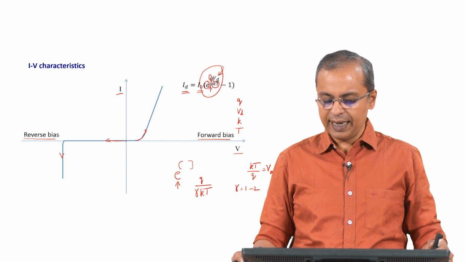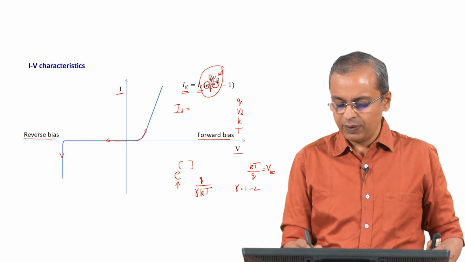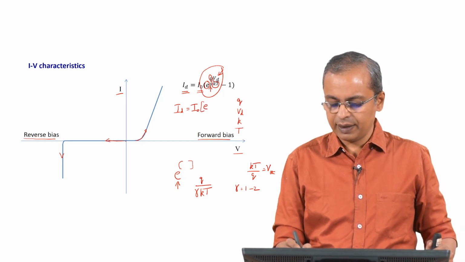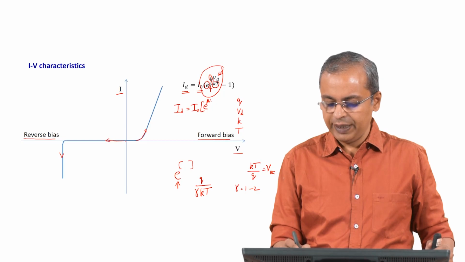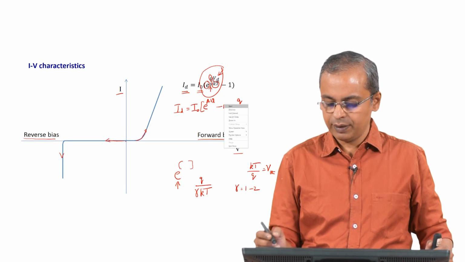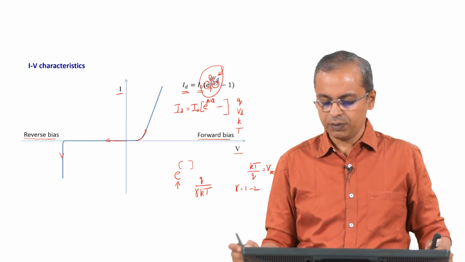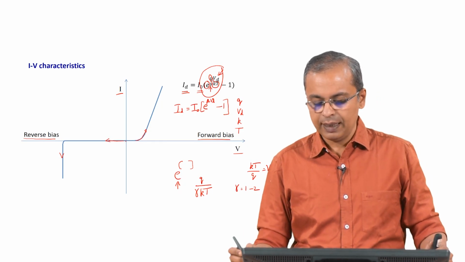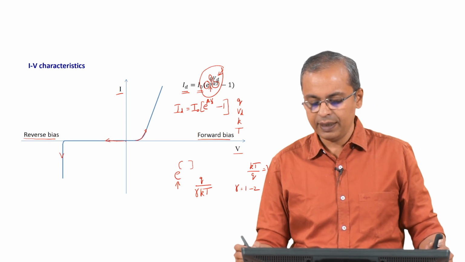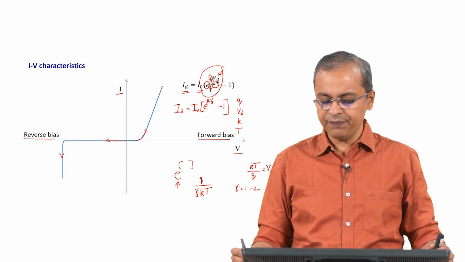So, you can even write this as ID equals I naught times e to the power of some constant, let us say A, times VD, minus 1. So, A V subscript D, minus 1. So, this is basically what we have.